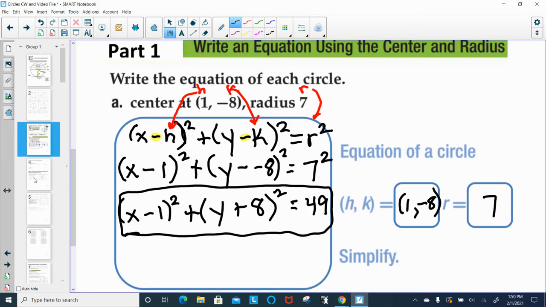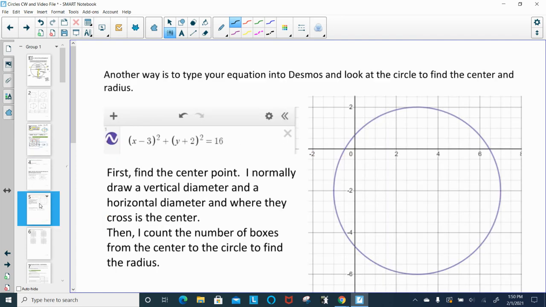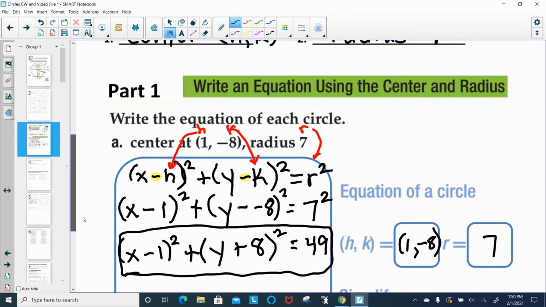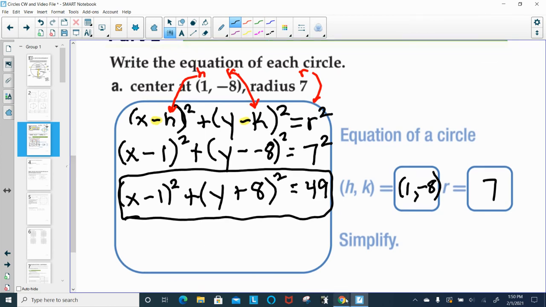So when we come back together here in just a moment, we will be here on page 4, and we're going to practice a few more together. Then we will practice, and eventually we're going to go backwards. We're going to take the equation and figure out what the center and the radius were. But for now, we'll wrap up the video with this information that we learned. Hopefully you got all that written down, and then we will practice a few together.